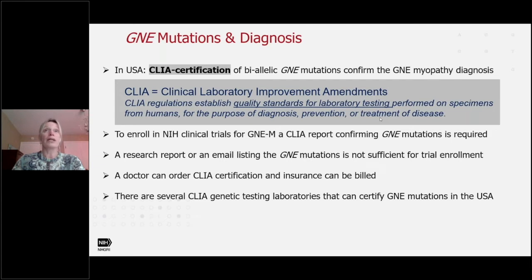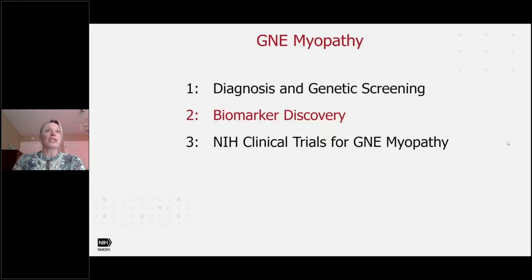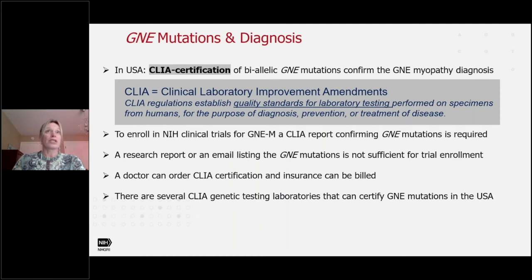In our NIH trials, we can also help with CLIA certification or helping patients to contact a certified laboratory. There are actually many CLIA genetic testing laboratories in the US that can certify these mutations. Some are, for example, PerkinElmer Genomics, Prevention Genetics, Invitae, EGL, GeneDx. There are several of such laboratories. So that ends my part of the diagnosis and GNE mutations.